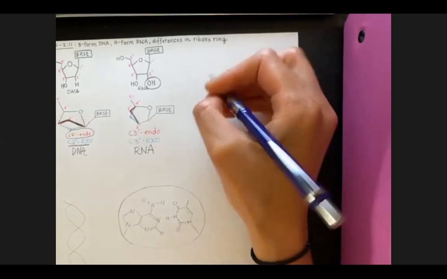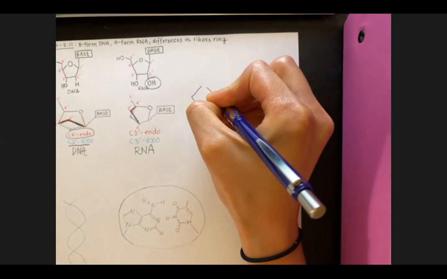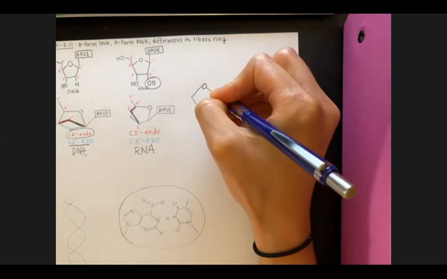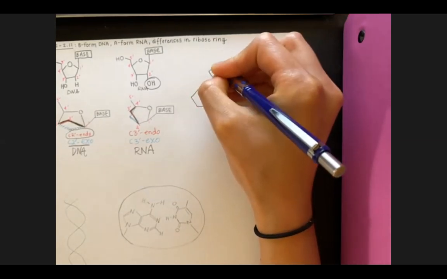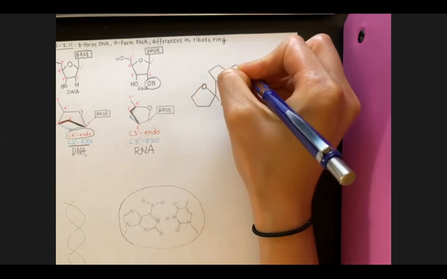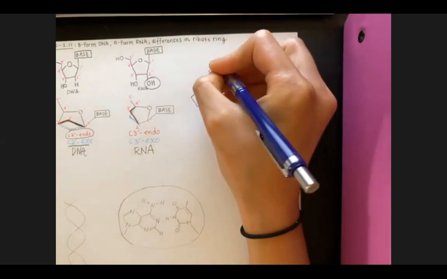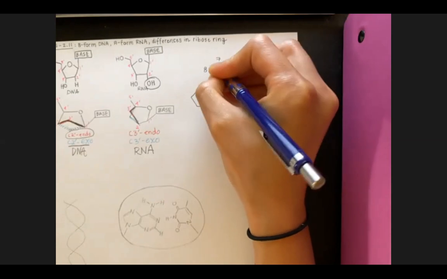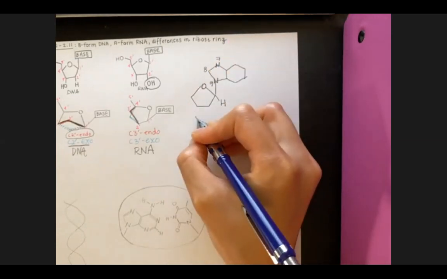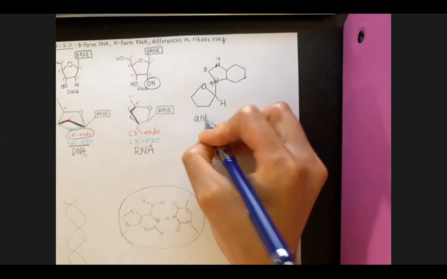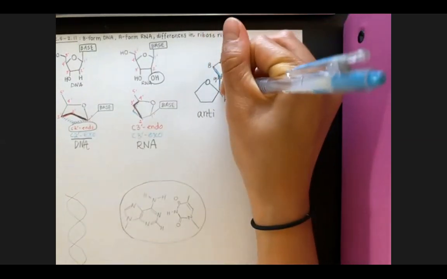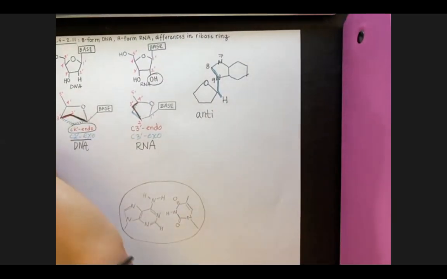So another note on these sugars is which side the base is pointing towards. So here's the hydrogen, and then I'll draw a base here. So this is carbon 7, carbon 8, and carbon 9, or sorry, these two are nitrogens. But so this will be called the anti-conformation because the 8 on the ring and the hydrogen on the 1' carbon are going to be trans.